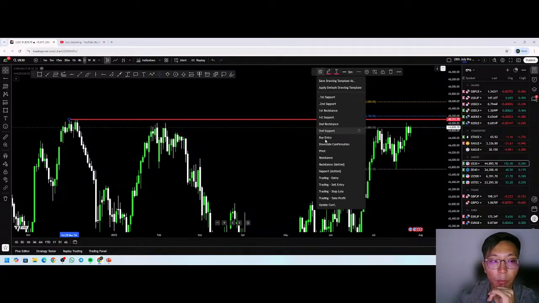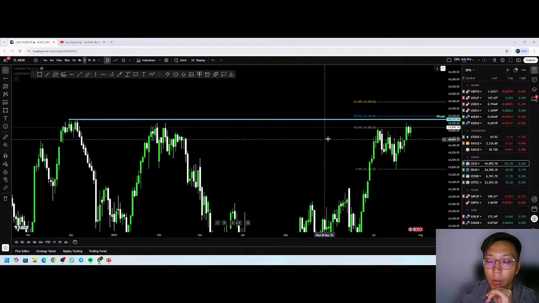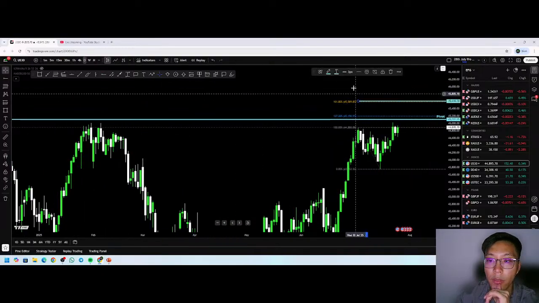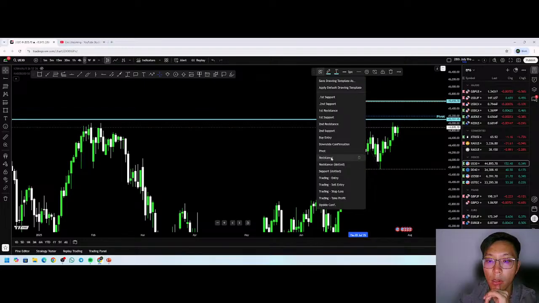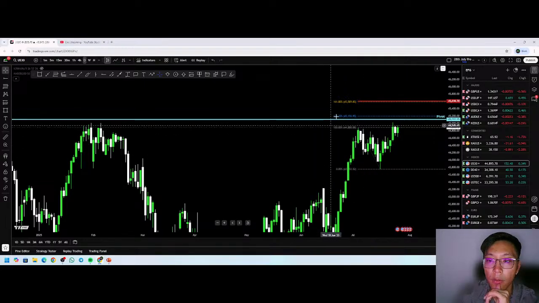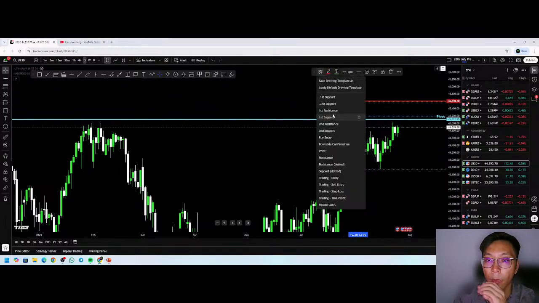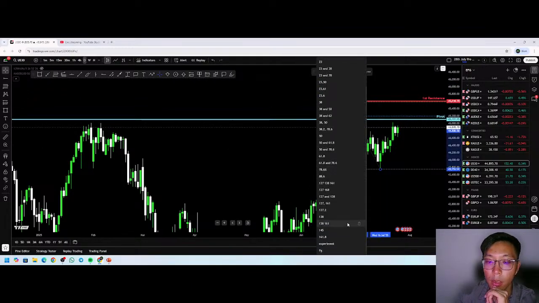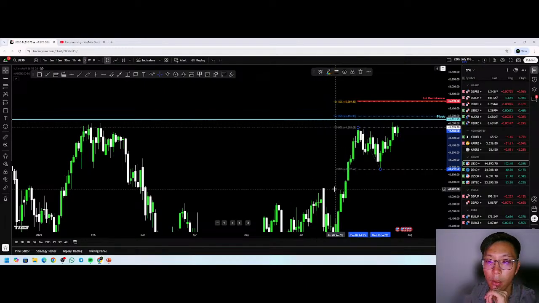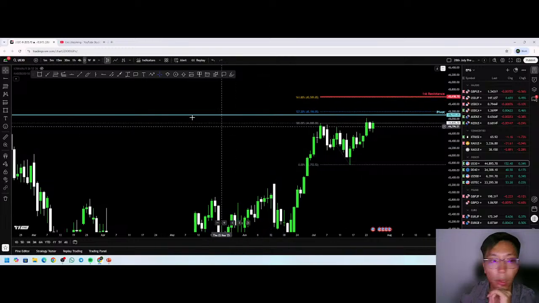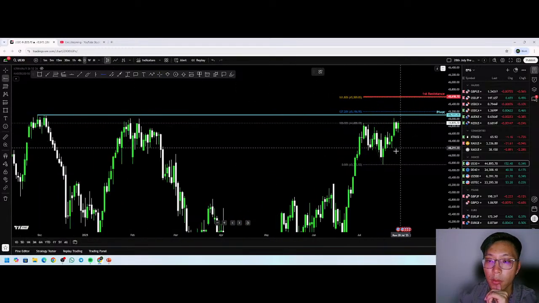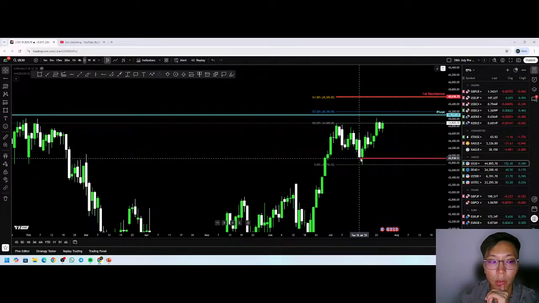This could be our pivot point, then this could be our resistance. Pivot point, first resistance, let me see. Okay, then this shall be our first support.